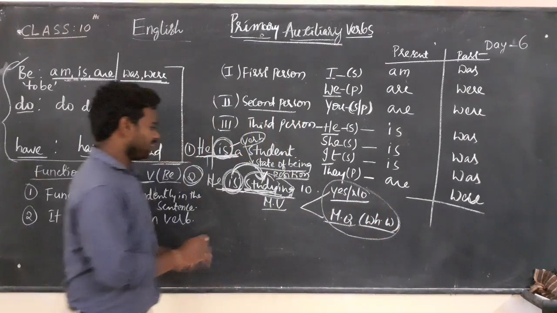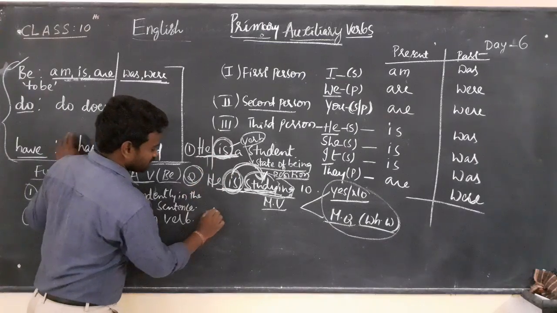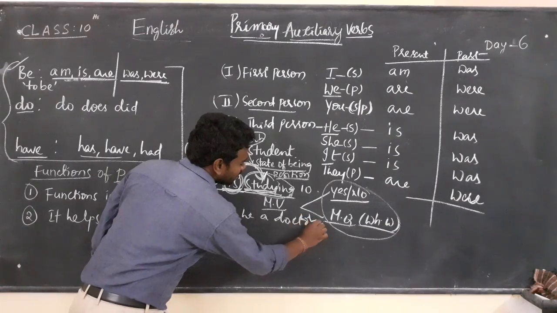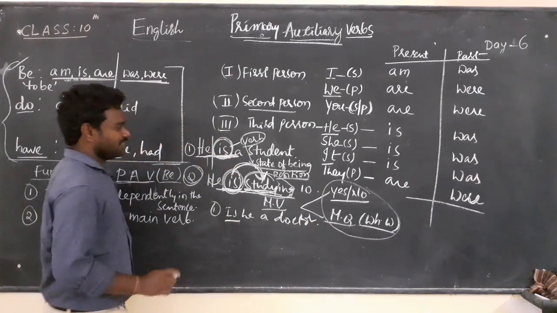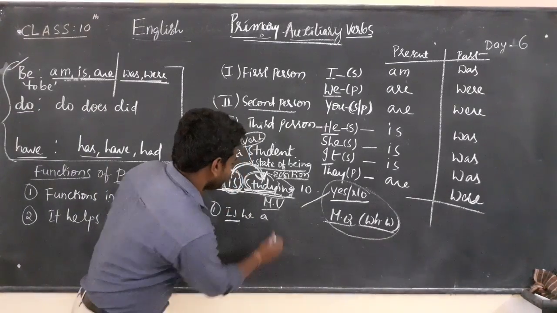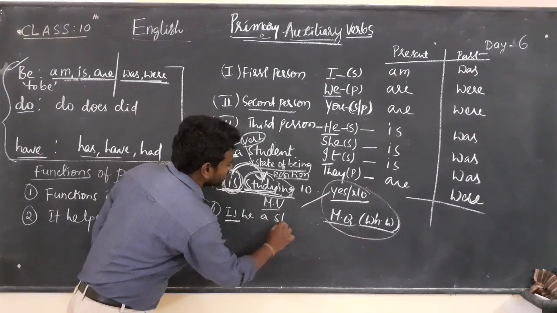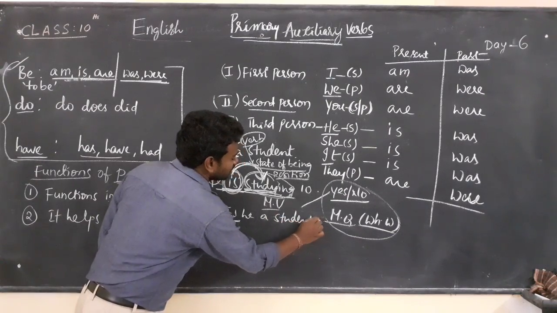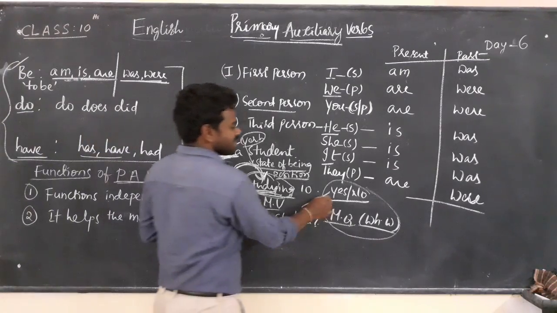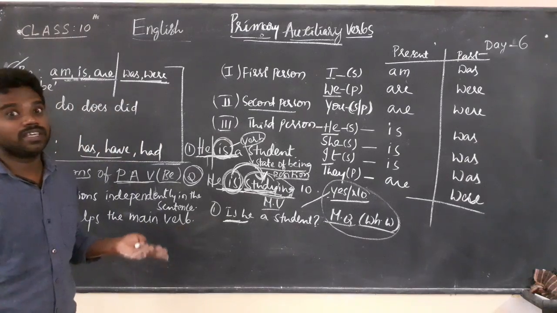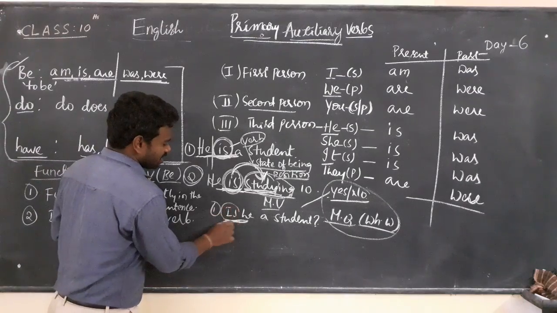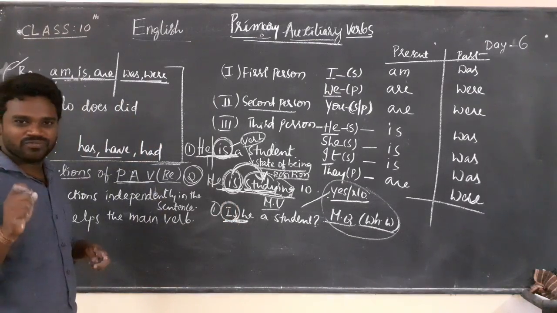Let me write two questions here. The first question is, is he a doctor? Or else, let me write student, no problem. Is he a student? When I ask is he a student, your answer might be yes or no. Yes, he is a student. No, he is not. So here is is used to help frame a question.